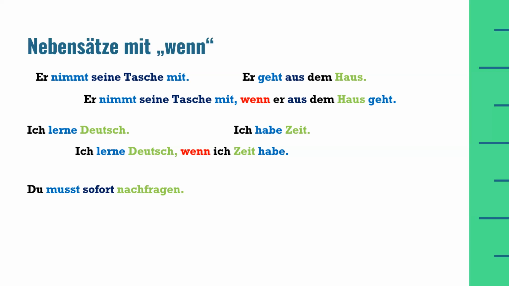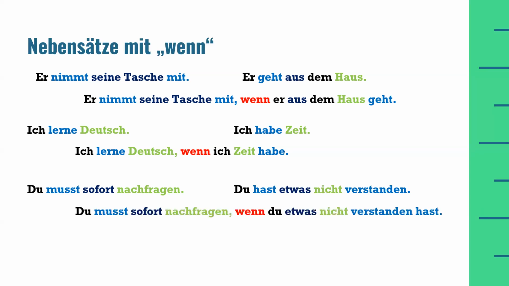Next example: Du musst sofort nachfragen. You need to inquire immediately. Du hast etwas nicht verstanden. You didn't understand something. So if we want to combine these two sentences with the conjunction wenn, it will become: Du musst sofort nachfragen. Hauptsatz will come as it is. Wenn du etwas nicht verstanden hast. If you don't understand something.